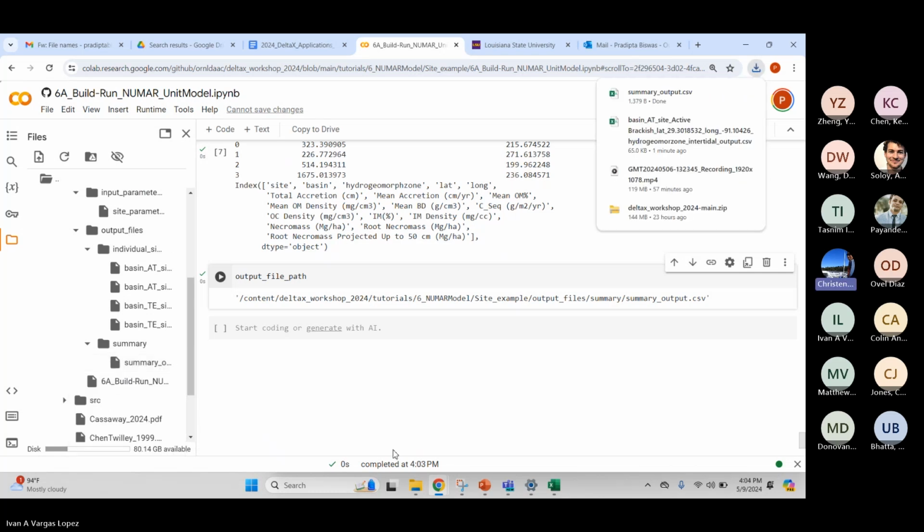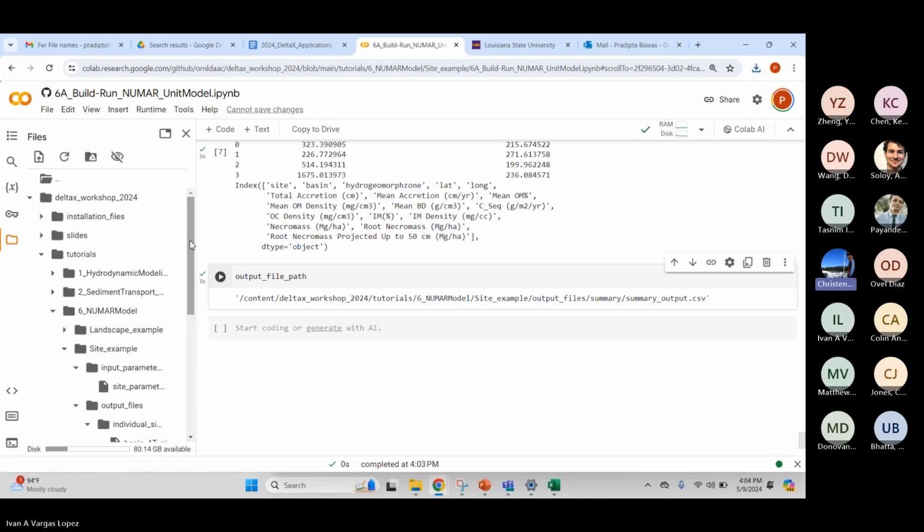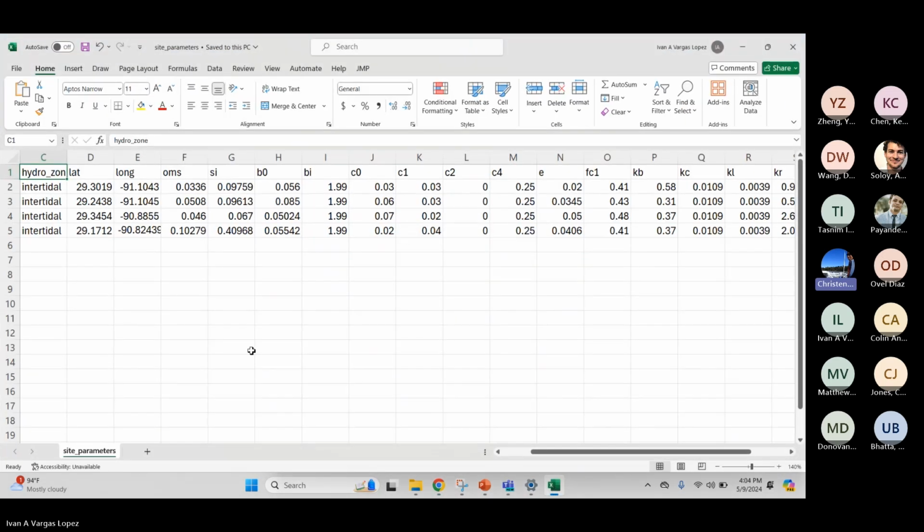So it is downloaded. If you want to make changes in the CSV file, the input parameters, you can actually do that. What you have to do, like I'm changing here the BI value, 2.65, changing the BO value, 0.85. Those are the densities of organic matter and inorganic matter.